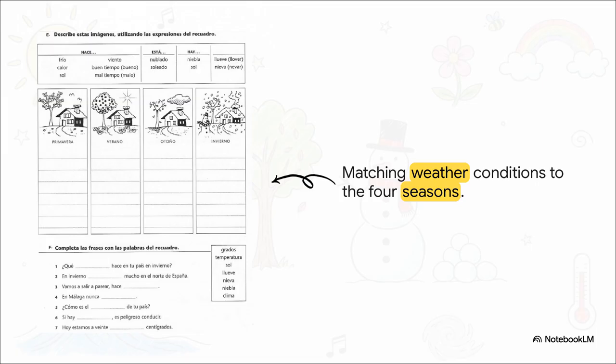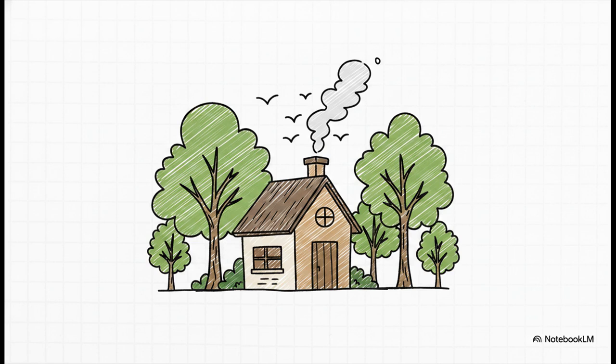Let's walk through them one by one. Starting with this first house, you can see the trees are full, little birds are flying around the chimney, the landscape just looks really pleasant. This is clearly primavera, spring. And what do we say about the weather? Hace buen tiempo. Literally, it makes good weather. It's just nice out. So primavera equals hace buen tiempo.